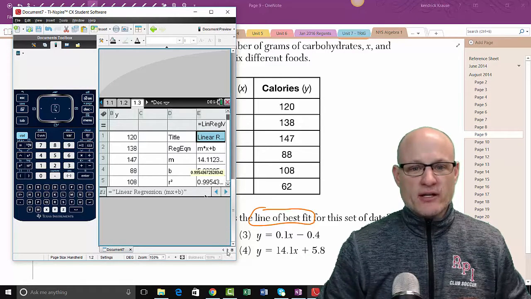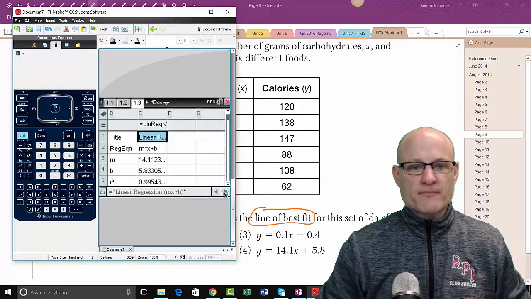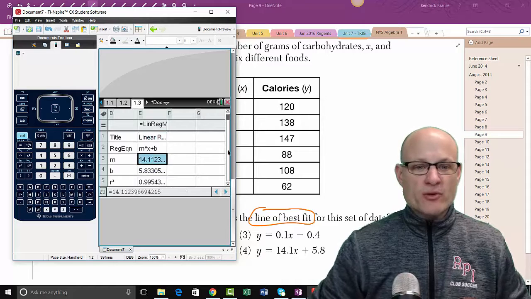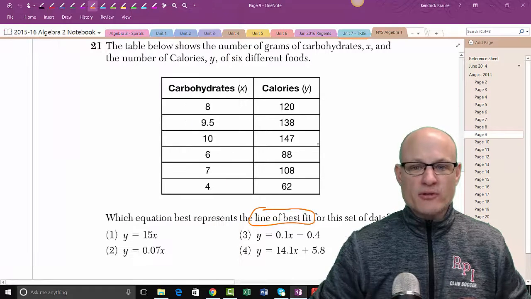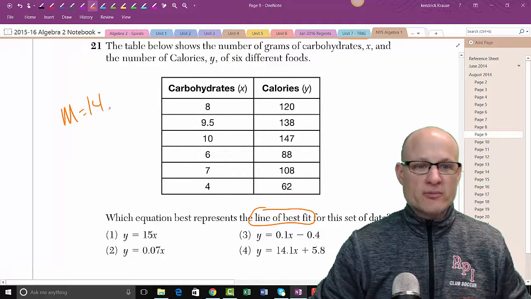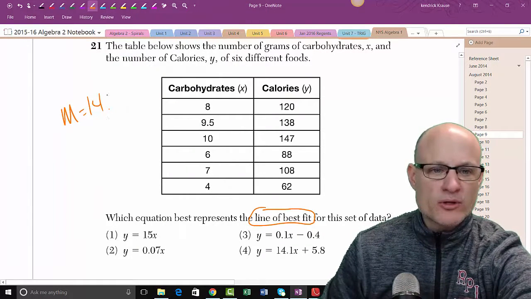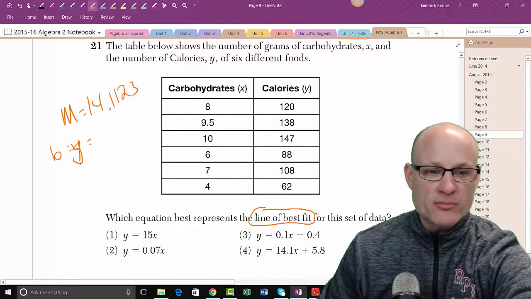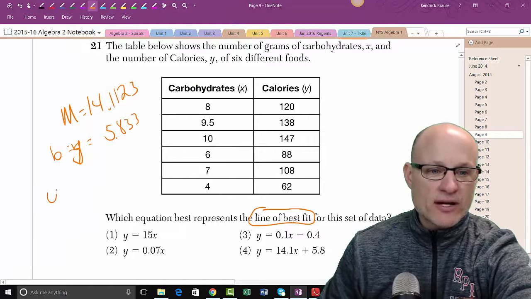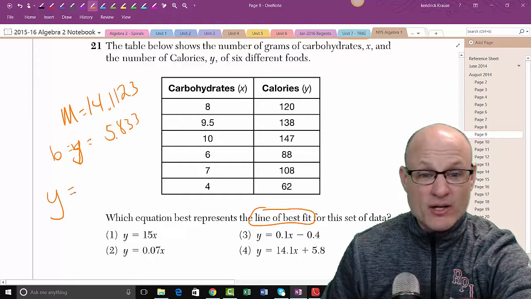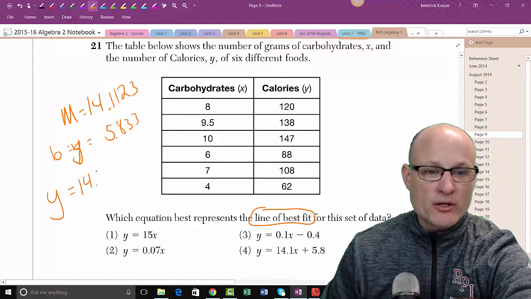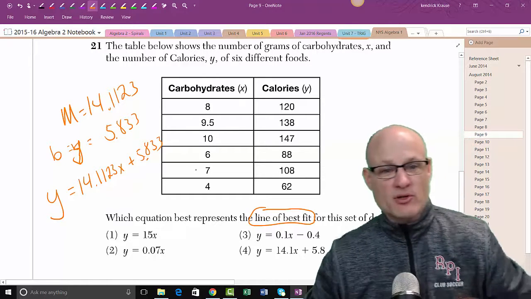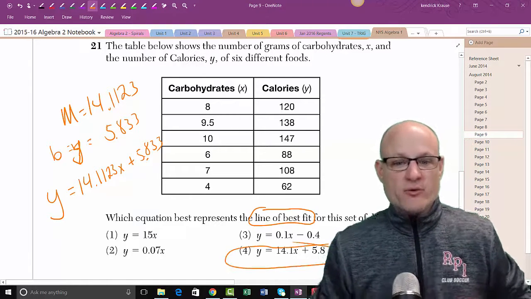So there's my regression analysis. Oops, gotta go this way. There's m. Slope is 14.1123, and my y-intercept, or my b value, is 5.833. So if I was writing the equation, I'm not even looking at the answers yet, but I'm going 14.1123x plus 5.833. That's the one I'm looking for. And that would be choice 4.